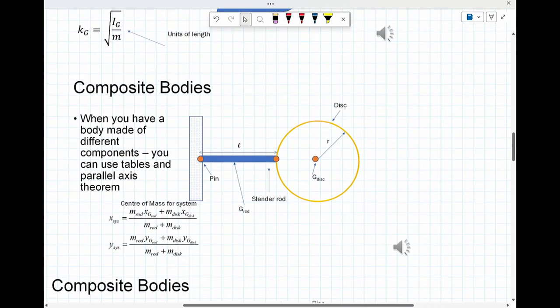Wow, I'm covering everything from the last lecture. So in the last, again, we did composite bodies. Now, composite bodies are another one that's really kind of neat and useful to you. And so, for example, if you look at a composite body like this, you have a rod, a long, slender rod attached to a disk. Rod has a length L. Disk has a radius R. Center of mass of the disk is G disk. Center of mass of the rod is G rod.